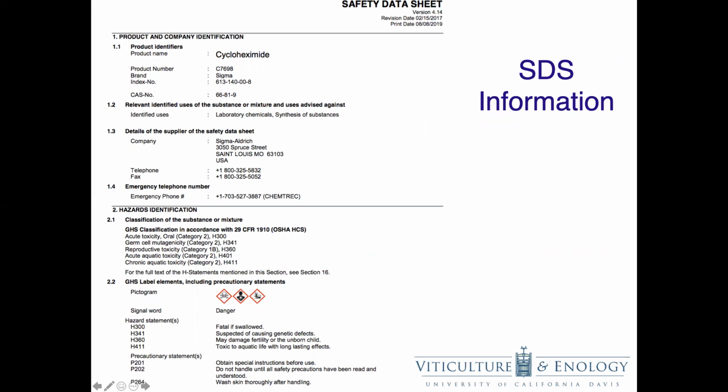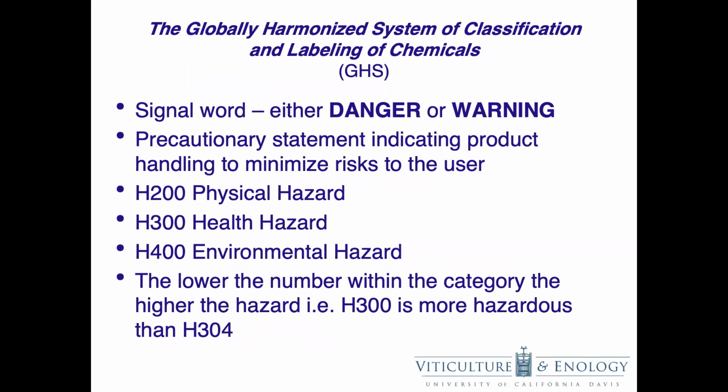Here's an example of an SDS. Each section describes the information discussed on the previous slide. In the SDS, you'll also find the Globally Harmonized System of Classification and Labeling of Chemicals, or GHS. This labeling system uses a signal word such as danger or warning and gives a precautionary statement indicating how to properly handle the product in order to minimize risks to the user.